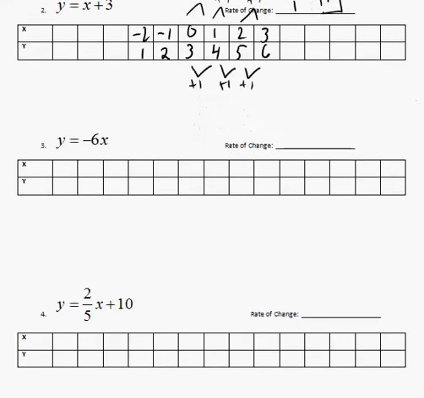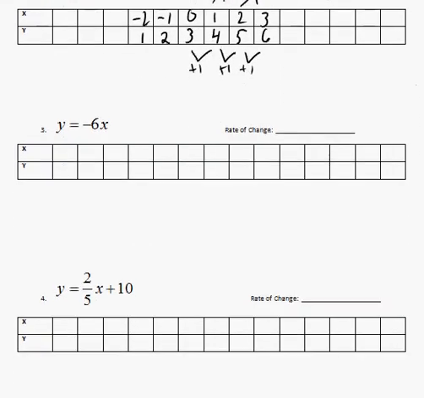Why don't you take a look at number 3, pause the video after you make a table and you determine the rate of change. So, when you made your table, I hope you chose some both positive and negative values.